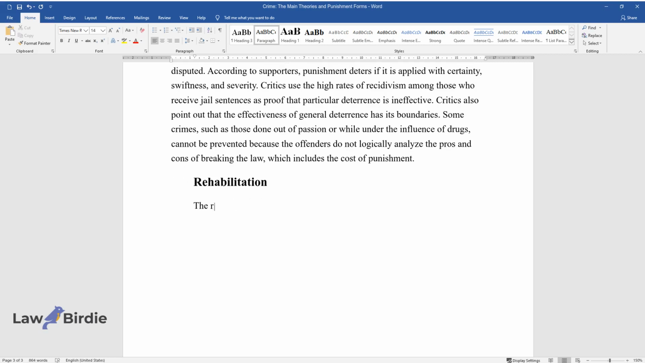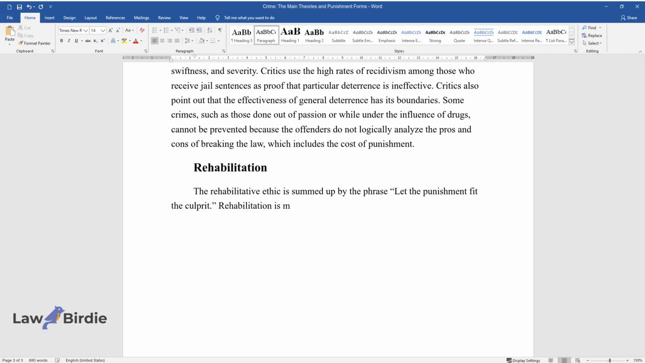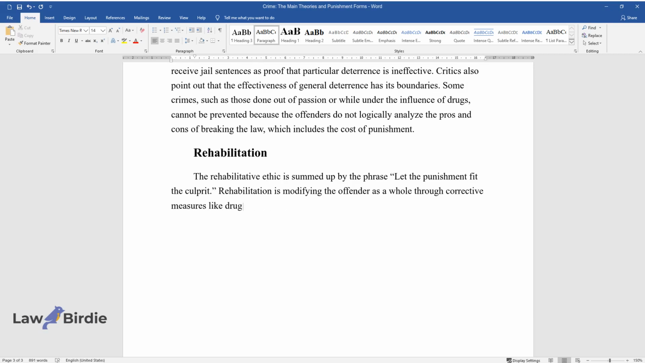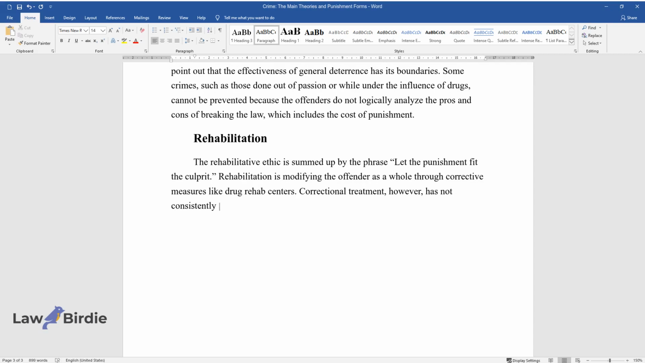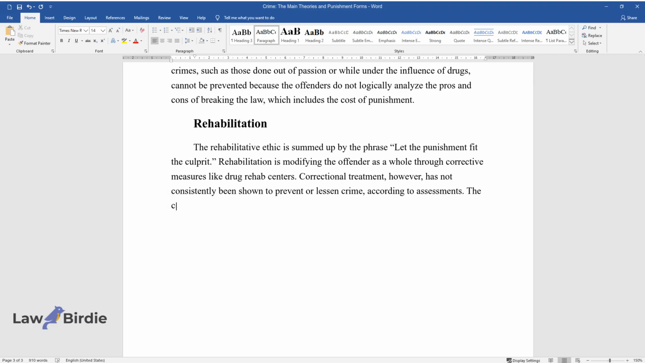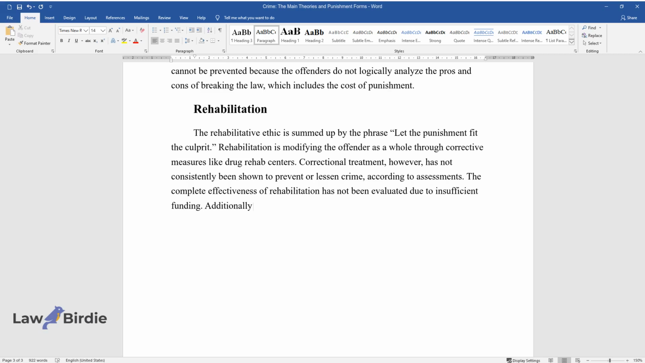Rehabilitation. The rehabilitative ethic is summed up by the phrase, "Let the punishment fit the culprit." Rehabilitation is modifying the offender as a whole through corrective measures like drug rehab centers. Correctional treatment, however, has not consistently been shown to prevent or lessen crime, according to assessments. The complete effectiveness of rehabilitation has not been evaluated due to insufficient funding.